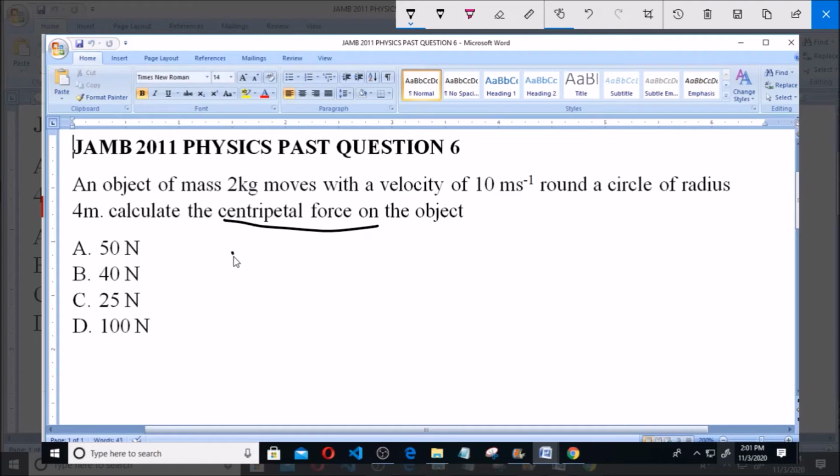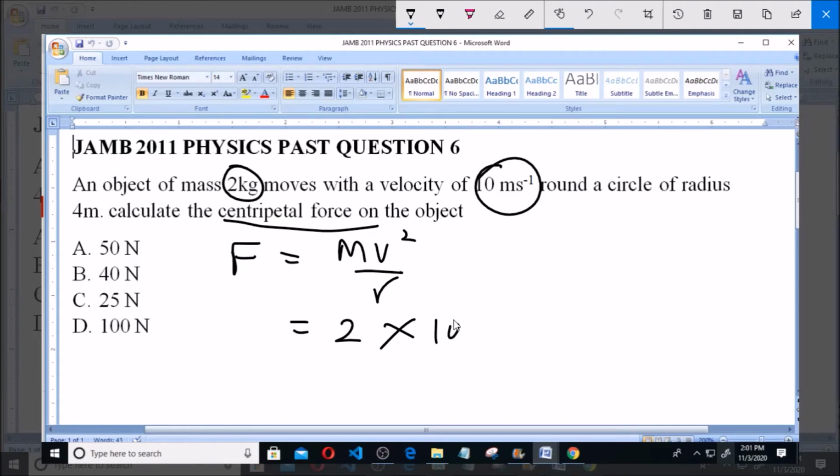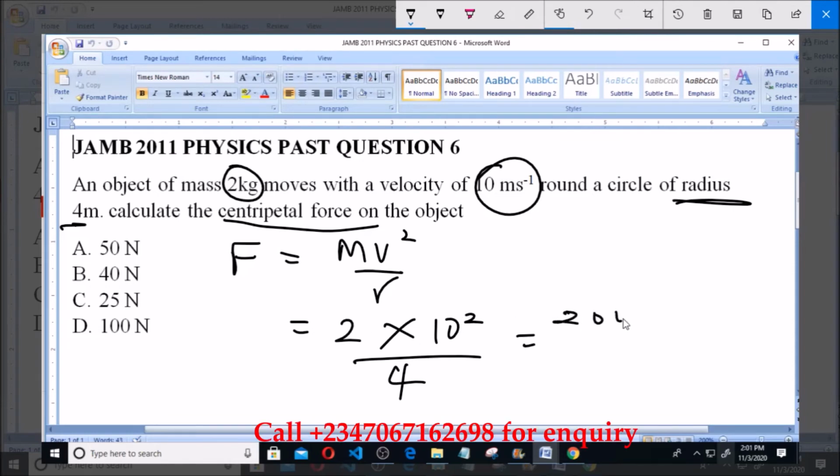Now the formula for centripetal force is F equals mv squared over r. So m, of course, which is the mass of the object, is given as 2, multiplied by v, which is velocity, 10 squared, over r, which is the radius of the circular path, so that is 4 meters. This is equal to 10 squared is 100, so 100 multiplied by 2 is equal to 200 over 4. So 200 over 4 is equal to 50 Newton.